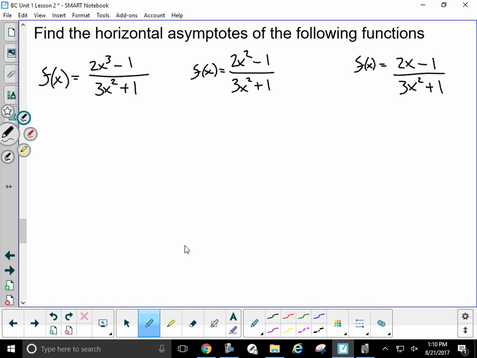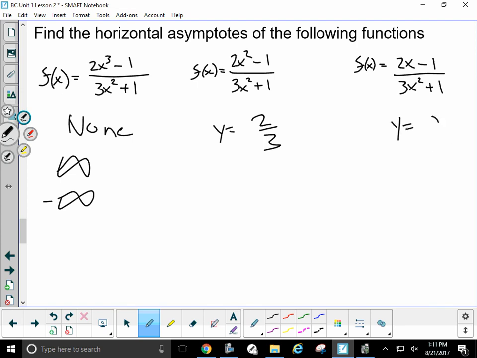Okay, so Mr. John, what did you get for the first one? Mr. Minion, nice. No horizontal asymptote. I guess I called you John, yeah. Miss DeJean, we would say this is approaching positive infinity and negative infinity, depending on where you're looking. Miss DeJean, what about for the second one? Like 2/3. Good. The horizontal asymptote would be at 2/3. And then the third one, Miss Drew. Yes, 0. All right, good.